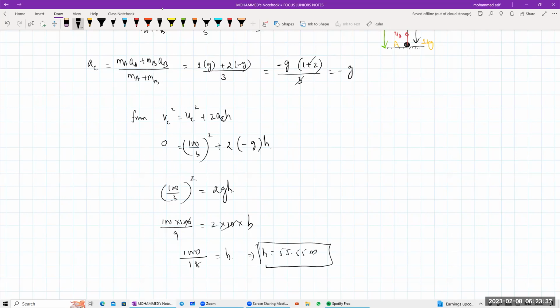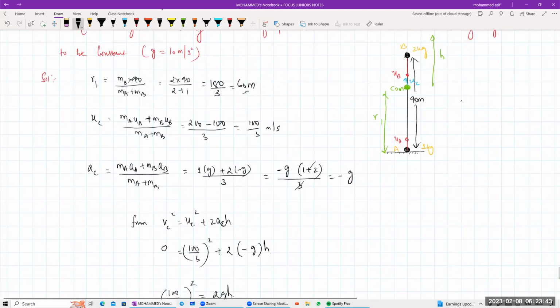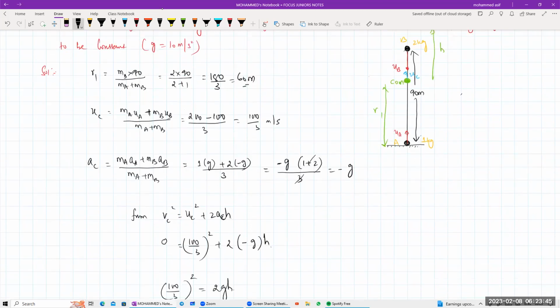Okay. So what does the problem ask? Look, the maximum height attained by the center of mass. The center of mass is already at some distance, 60, so the h value will be equal to how much for me? Maximum height of center of mass will be equal to r1 plus h. r1 is already 60, plus this 55.55, so this will be equal to 115.55 meters. So this will be the answer.